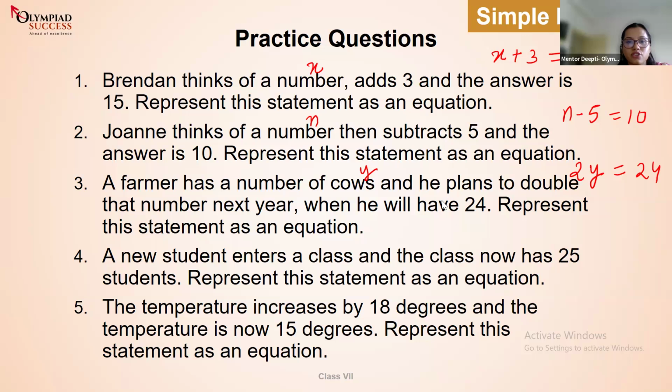Okay, Srijan's answer is also correct. 2x equals 24. Question 3, correct answer Srijan has given to me. That's great. Okay, Saksham has also given me all the answers.